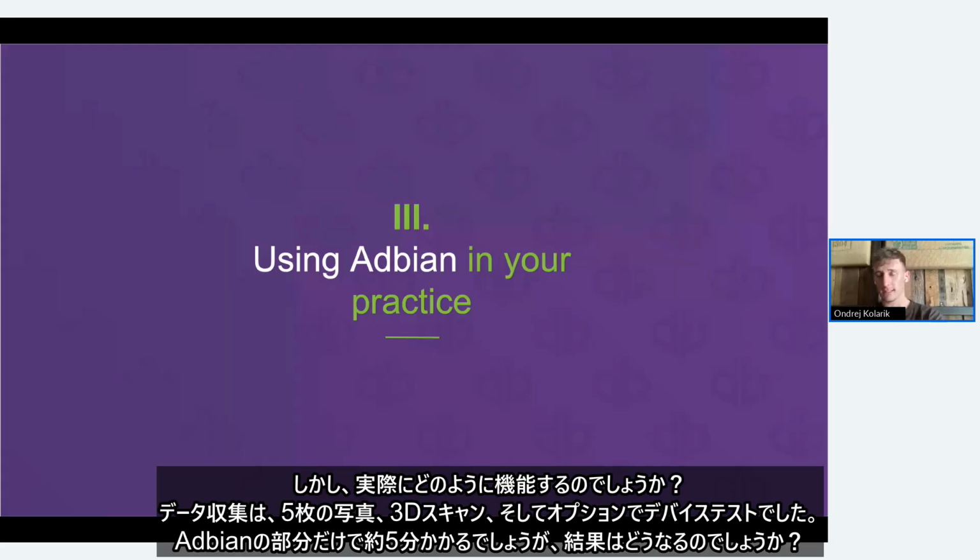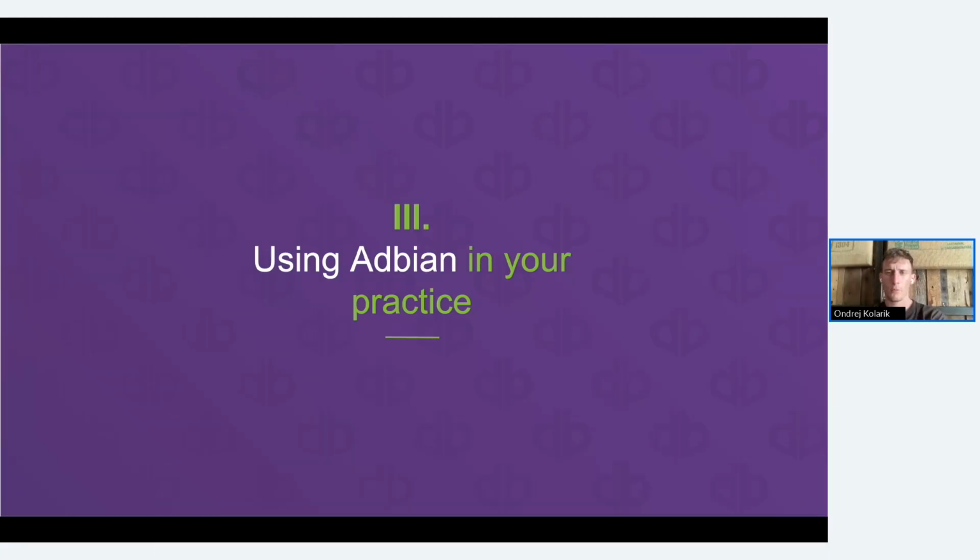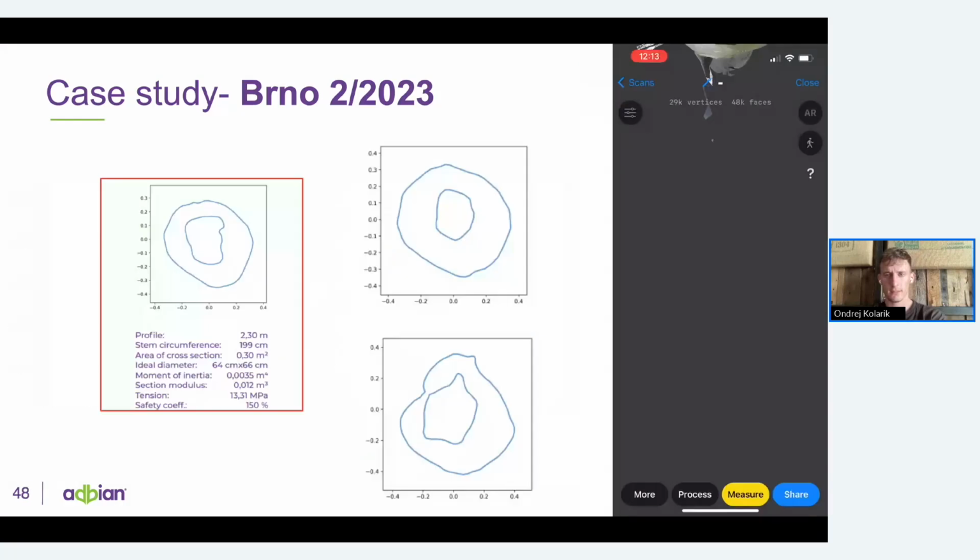But how does it work in practice? We went through the data collection, which was 5 photographs, 3D scans, and optionally a device test. This could take you around 5 minutes just for the Adbian part. But what are the results?